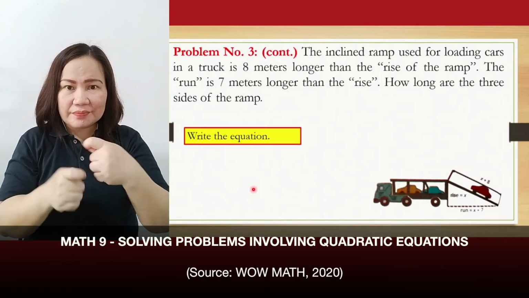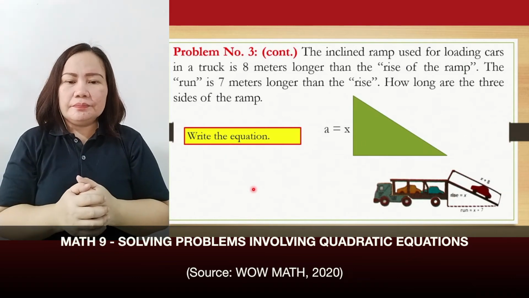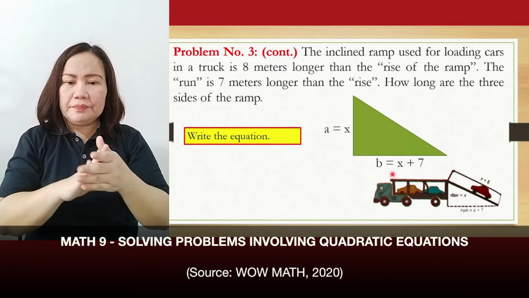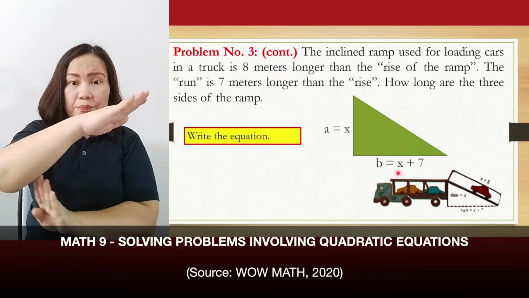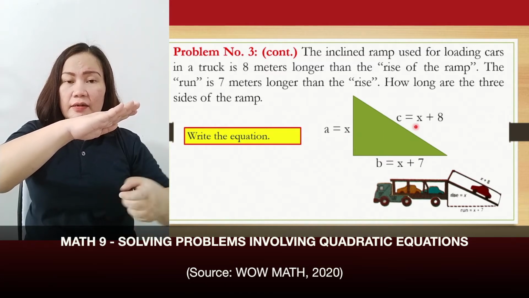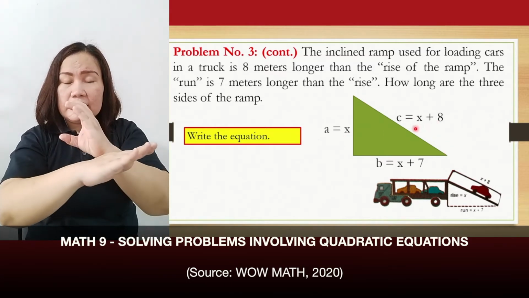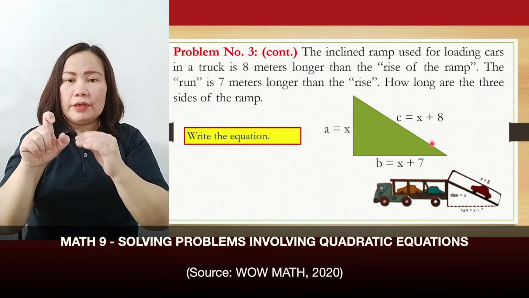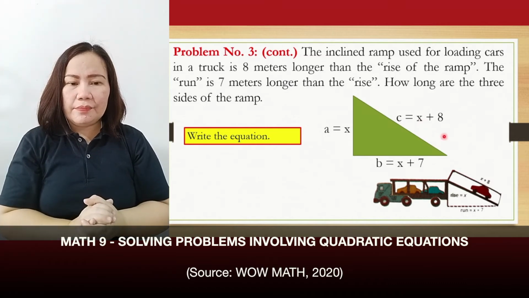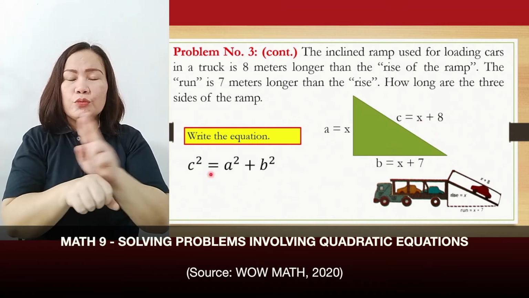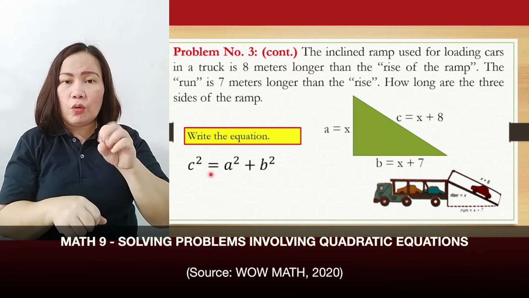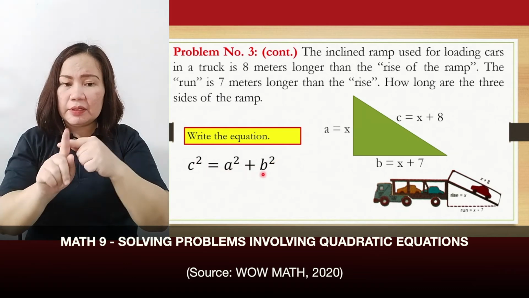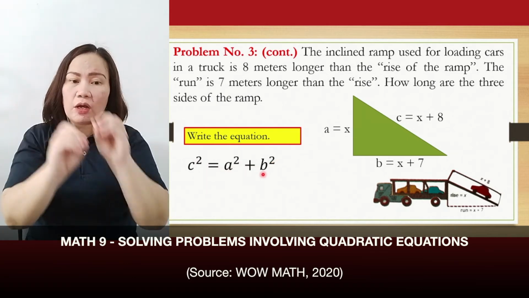So, let us write the equation. If this is your A, so our A here will be the rise, okay? And then your B will be the run, which is 7 meters longer than the rise. And then your C, which is your hypotenuse, is 8 meters longer than the rise. And this is the length of the inclined ramp. Okay. So, by using the Pythagorean Theorem, which is c squared is equal to a squared plus b squared, all you have to do is to substitute all the values given.